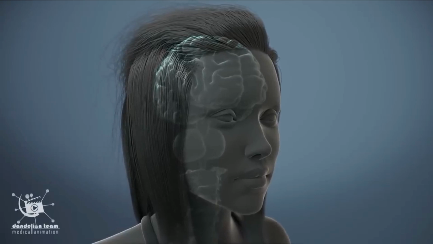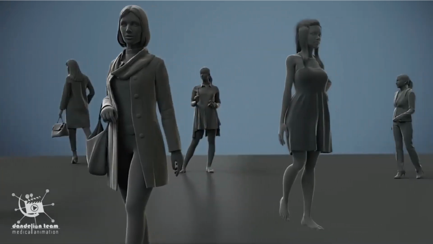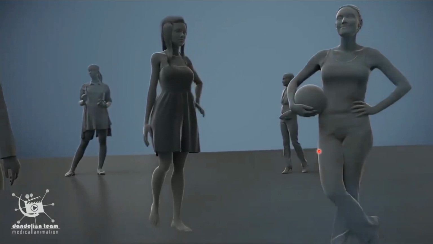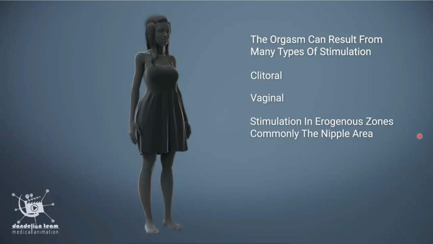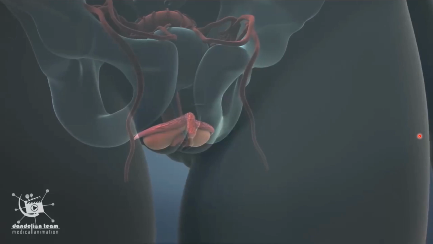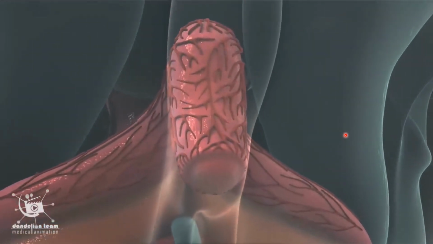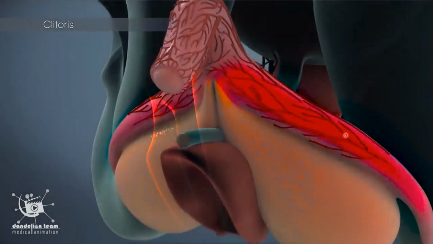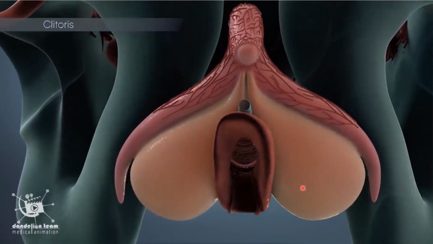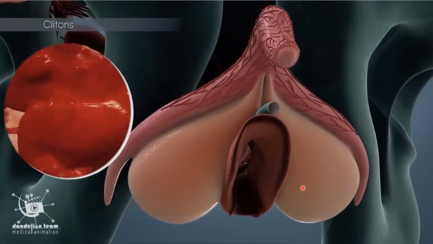Female orgasm is a complex psychological and biological experience. Reaching and experiencing orgasm is not the same for every woman. The orgasm can result from many types of stimulation, including clitoral, vaginal, and stimulation in erogenous zones, commonly the nipple area. For most women, orgasm depends critically on stimulation of the external glands of the clitoris. The clitoris has the most nerve endings in the human body. It has legs and vestibular bulbs that wrap around the vagina. The legs and the bulbs contain erectile tissue that fills with blood and expands when sexually aroused.